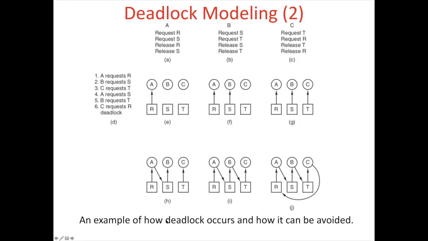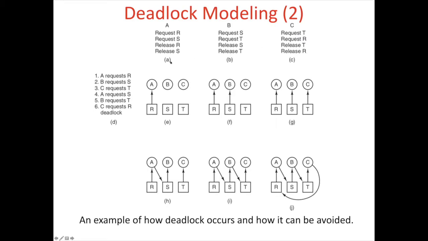Here an example of how deadlocks occur and how they can be avoided is shown. We have three processes in the system. Process A requests R and S, then uses them, then releases these resources. Process B requests S and T. After using them, it releases these resources. And process C requests T and R, and similarly, it releases these resources after using them.